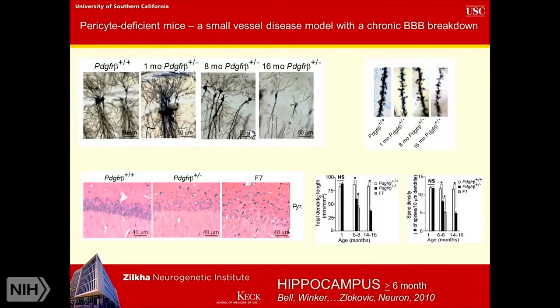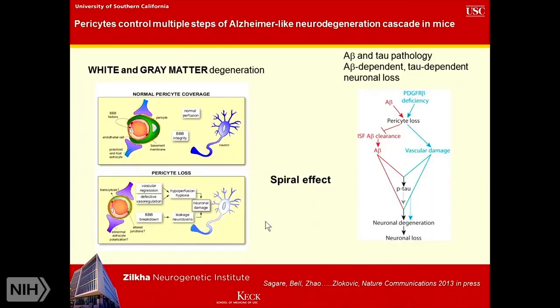And in an earlier work, we showed that at that stage, hippocampus does not show changes by, for example, a Golgi technique shown over here. But at 8 months, this is the CA1 subregion of hippocampus, this pericyte-deficient mouse model, because of small vessel disease, develops loss of neurons, loss of dendrites, dendritic length, spine density, and this can also be confirmed by H&E staining. As you can see, great loss in the CA1 region.